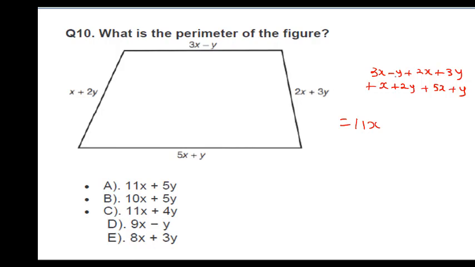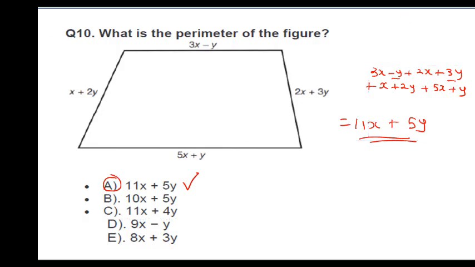Then we'll sum up all the y variables, minus y plus 3y. Now, I'm owing somebody $1. I have $3 to pay. So when I pay, I'm going to have like $2 change left. So minus y plus 3y is going to give me plus 2y. Plus 2y plus 2y is going to give me 4y. And 4y plus y is going to give me 5y. So my final answer is 11x plus 5y. So this is the correct answer.